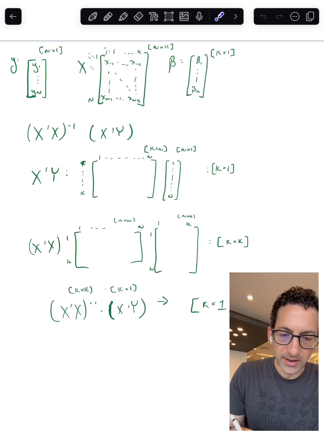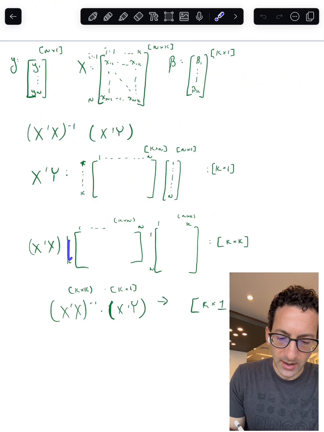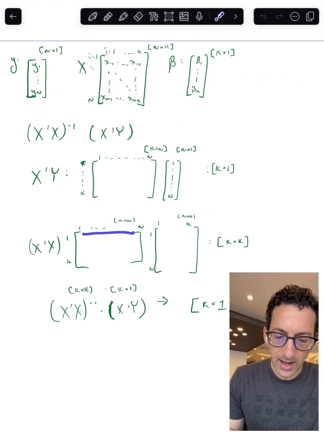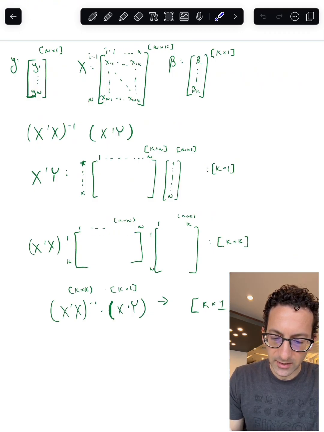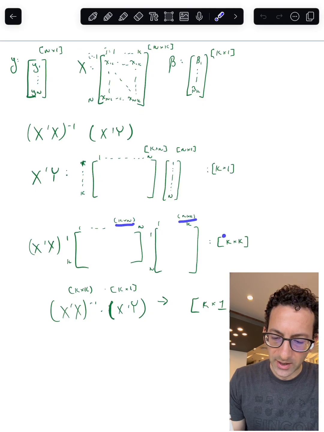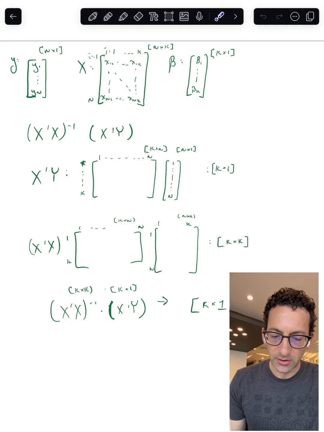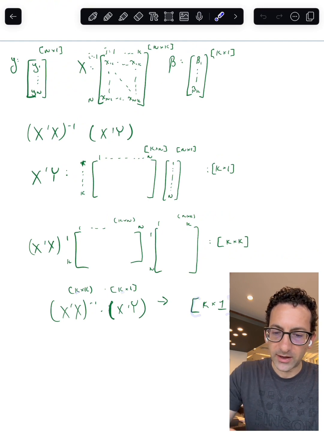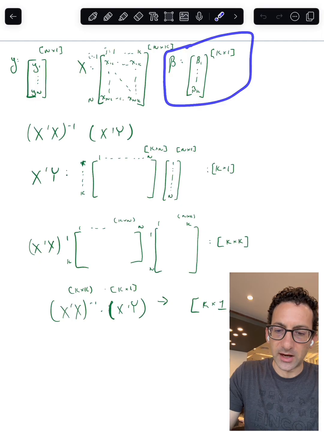For X prime X, we again have k rows and n columns times n by k. Multiplying k by n times n by k, we get a k by k matrix. When we invert that, it's going to remain k by k. Times k by 1, that gives us a k by 1 vector, which is exactly the size of the beta.